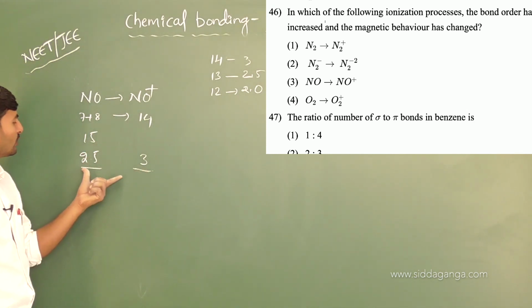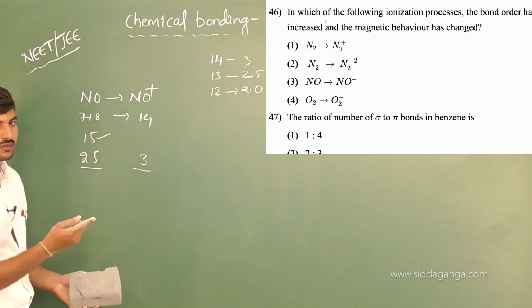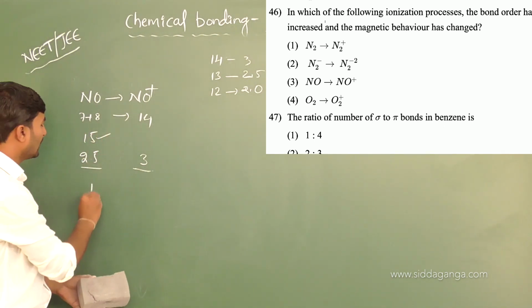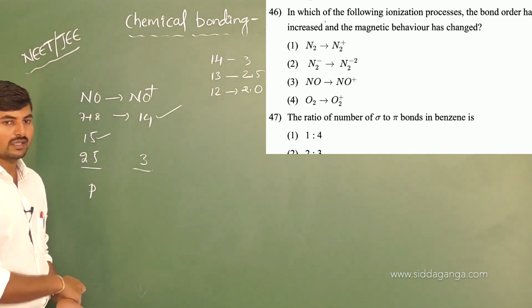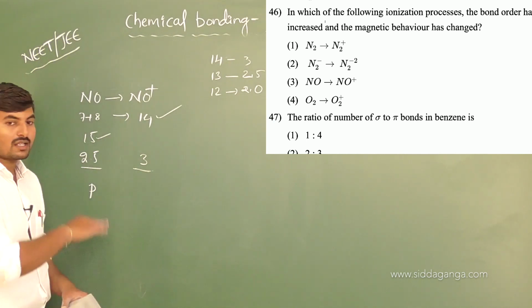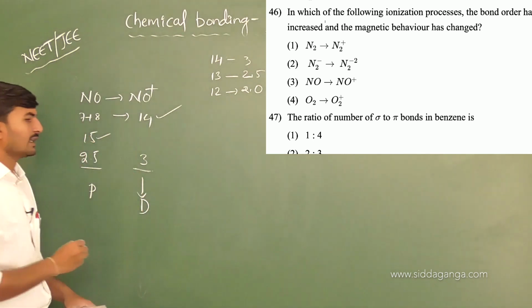Magnetic behavior, what has happened? 2.5 and 3. Since 15 is an odd number of electrons, this is paramagnetic. Followed by 14, which has an even number of electrons, and that even number is not present in the exceptional case, that is why its magnetic property is diamagnetic.